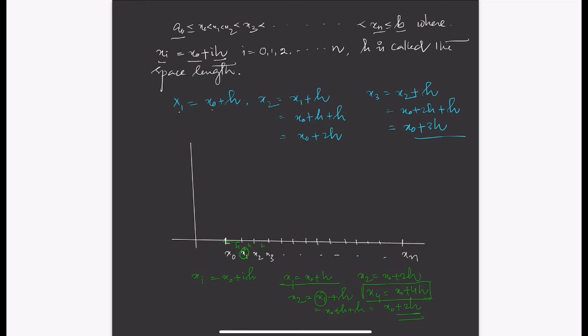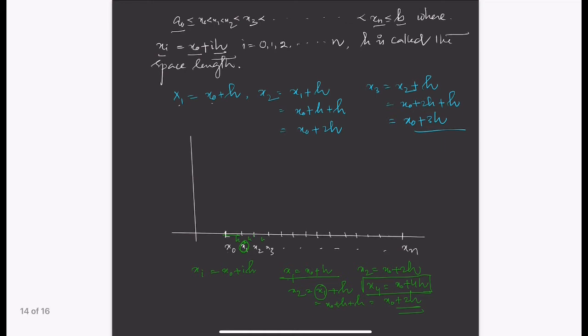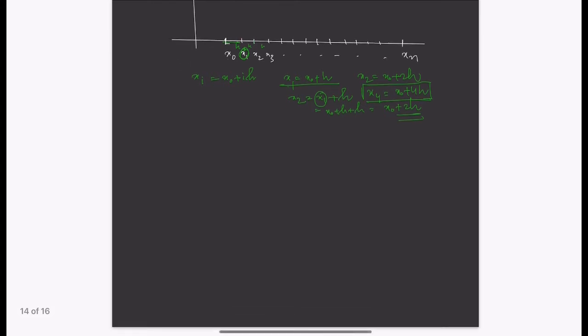the respective points. So basically in this lecture what we are going to study is the types of differences. How many types of differences are there? Okay, so I am going to highlight this one. What are the types of differences? First is the shifting operator. The second one is the forward difference operator.